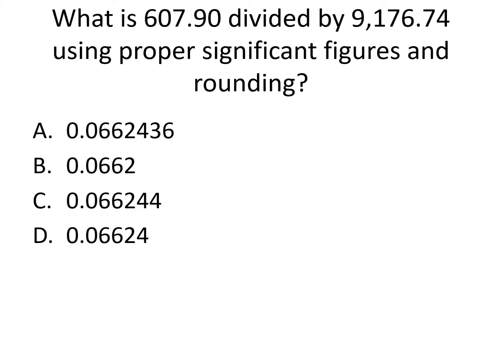What is 607.90 divided by 9,176.74 using proper significant figures and rounding? Is it A, 0.0662436, B, 0.0662, C, 0.066244, or D, 0.06624?